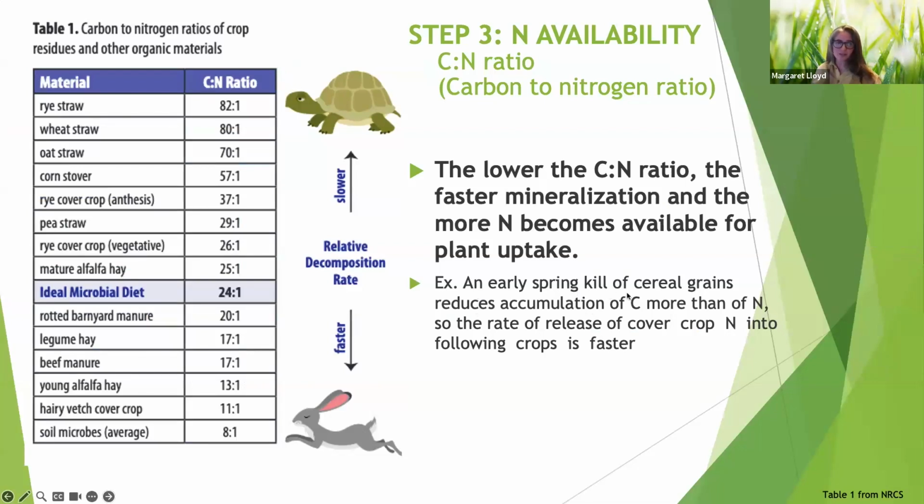So an early spring kill of cereal grains reduces the accumulation of carbon more than nitrogen. So the rate of release of cover crop N into the soil and for the following crops is faster. However, the biomass is less, so the building of your bank will be lower.